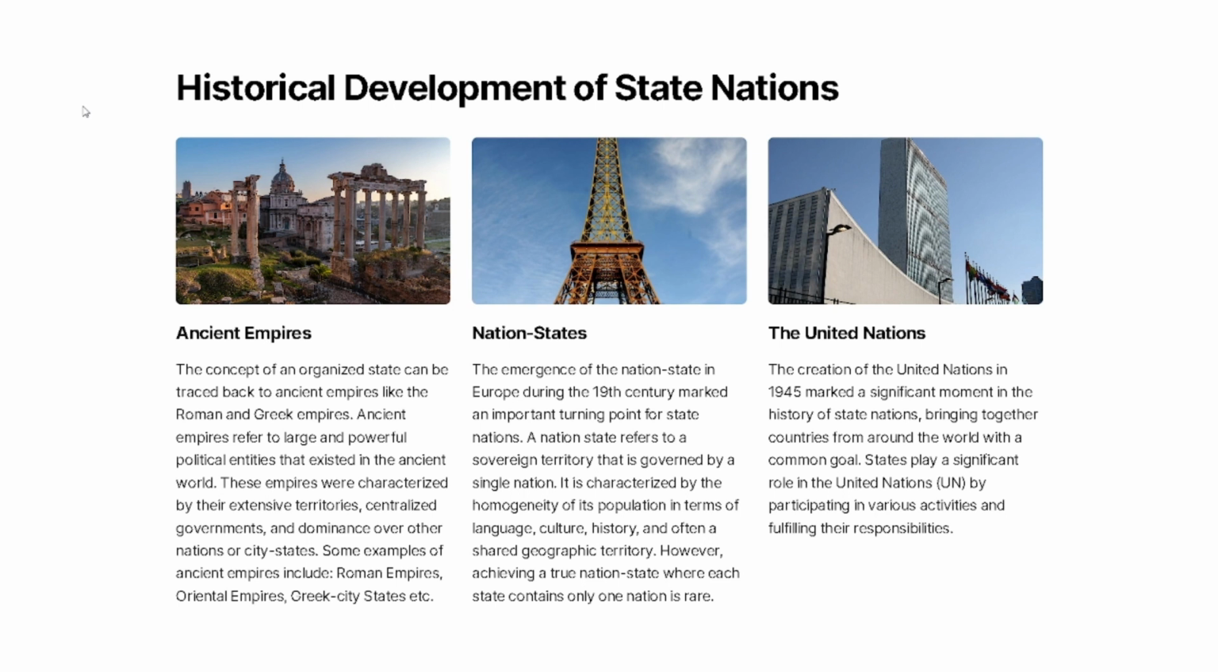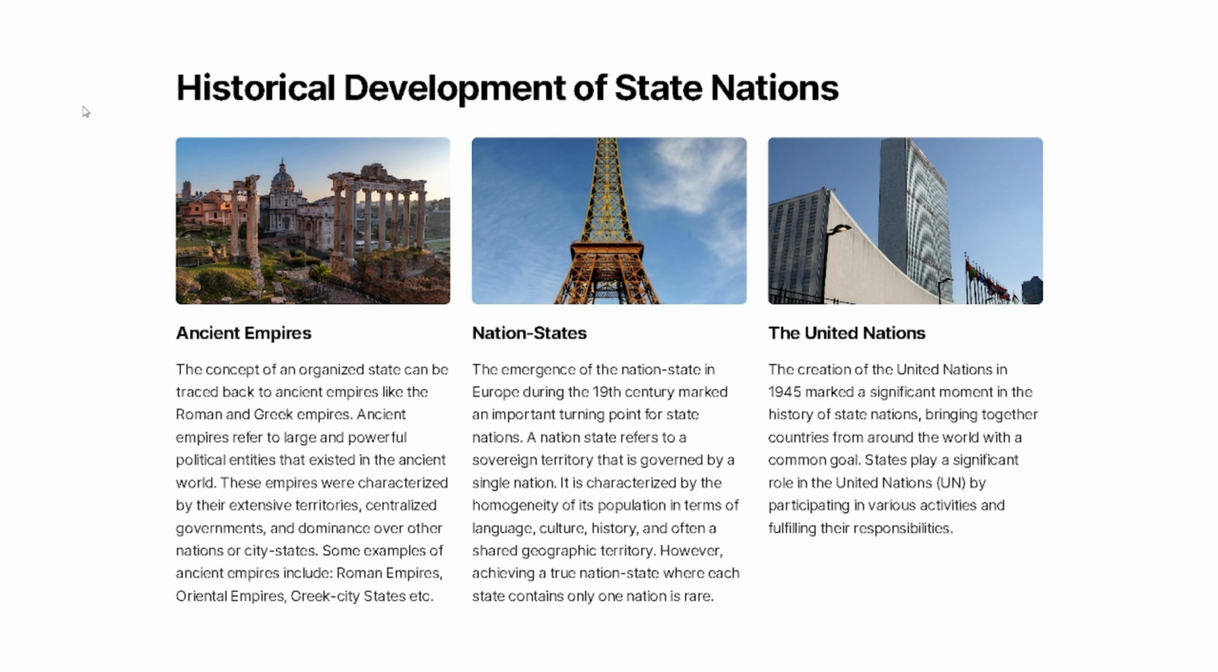Sometimes there is a nation, but it does not have a shared geographical territory. For example, the Kurds. Kurds are spread into Turkey, Syria, Lebanon, and many other countries. But they do not have a shared geographical territory, but they are a nation.